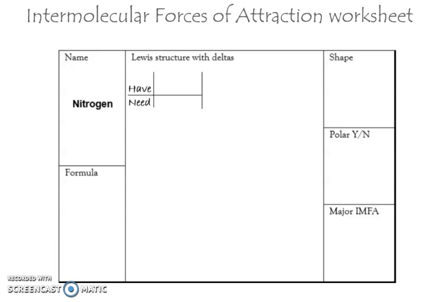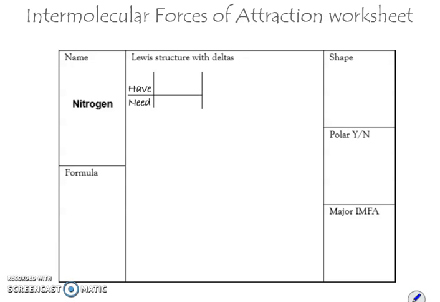So when determining intermolecular forces of attraction, you need to know a couple things, and this worksheet is going to help you work through that process. I'm going to start with our first example here, which is nitrogen. The first thing you need to know is the formula of the compound you're working on for intermolecular forces of attraction.